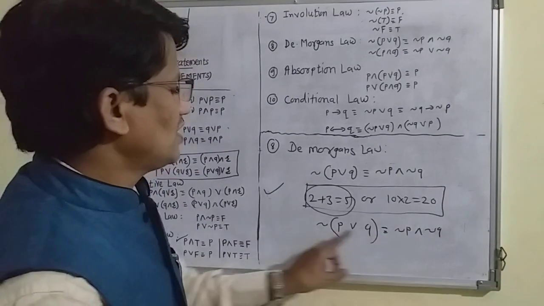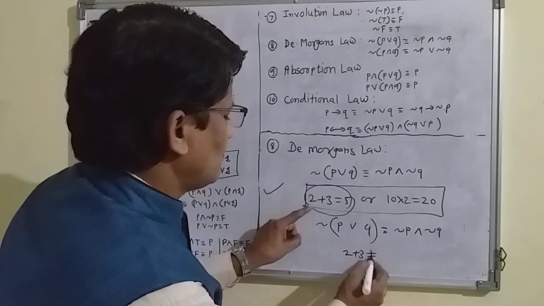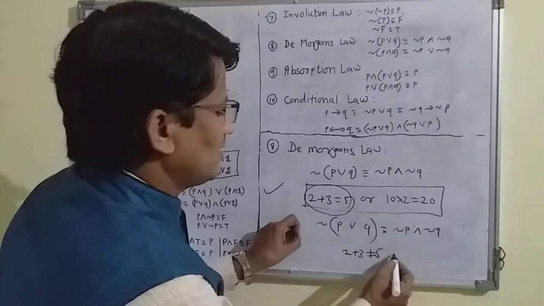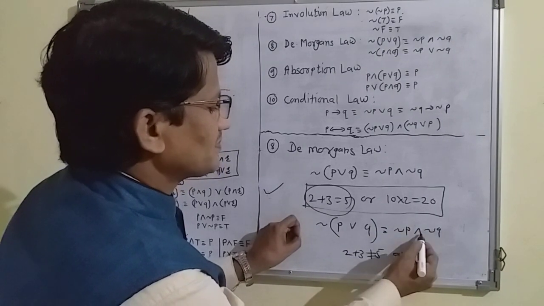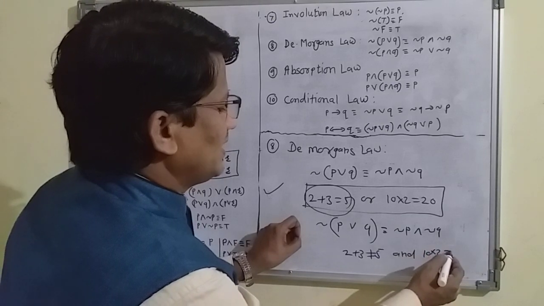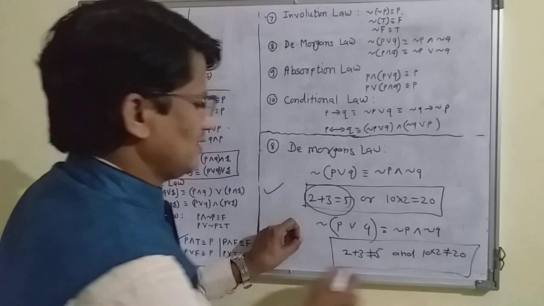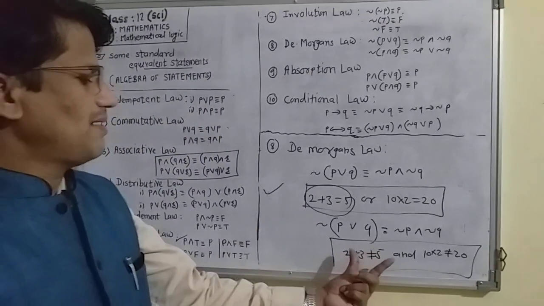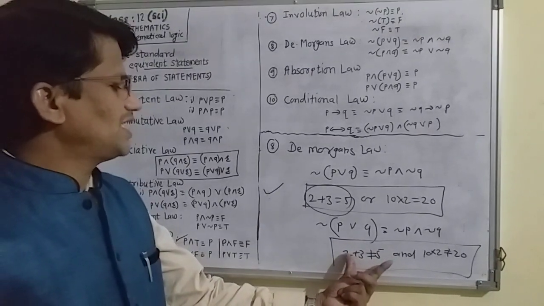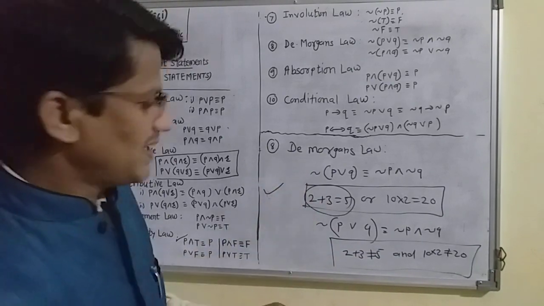Okay, try to write the result. Negation of P. What is P? This part. 2 plus 3 not equal to 5. This is the negation of P. And negation of Q means 10 into 2 not equal to 20. This gives the complete negation of the whole given statement.